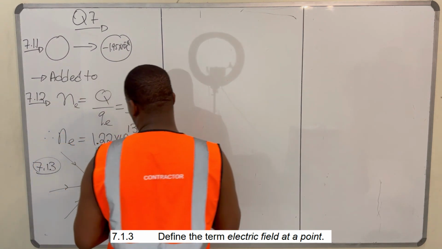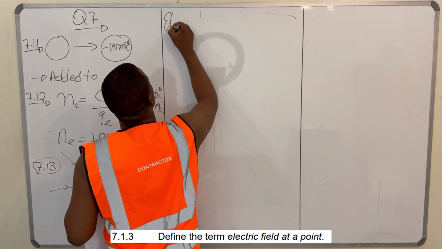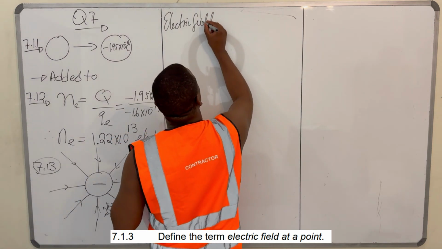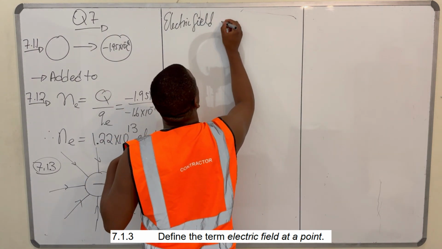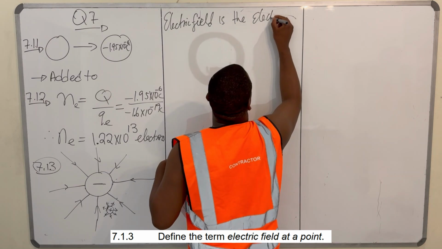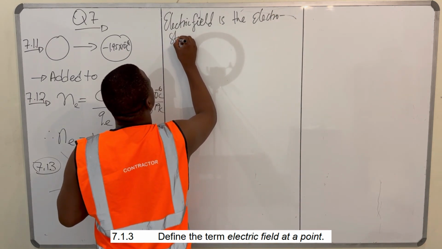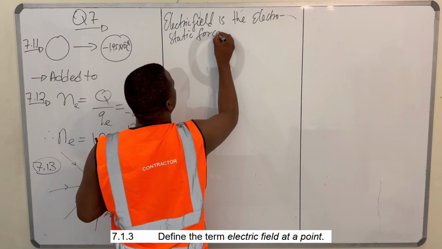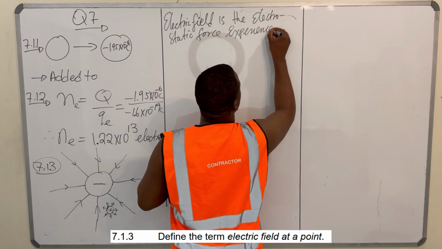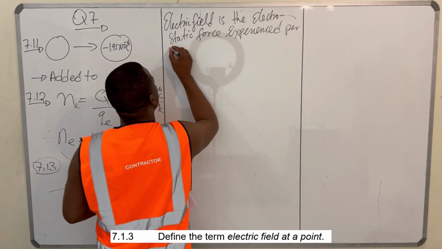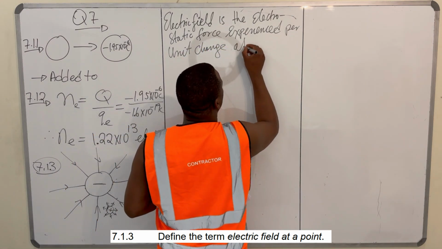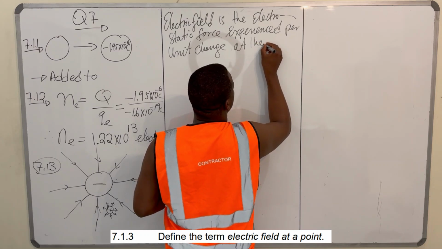So let's write it down. We'll say the electric field is the electrostatic force experienced per unit charge at that point of interest.